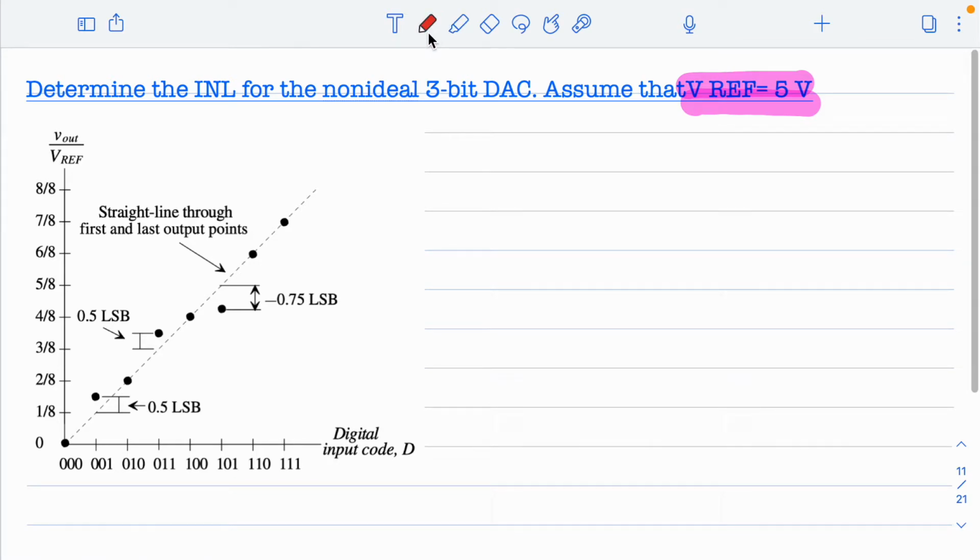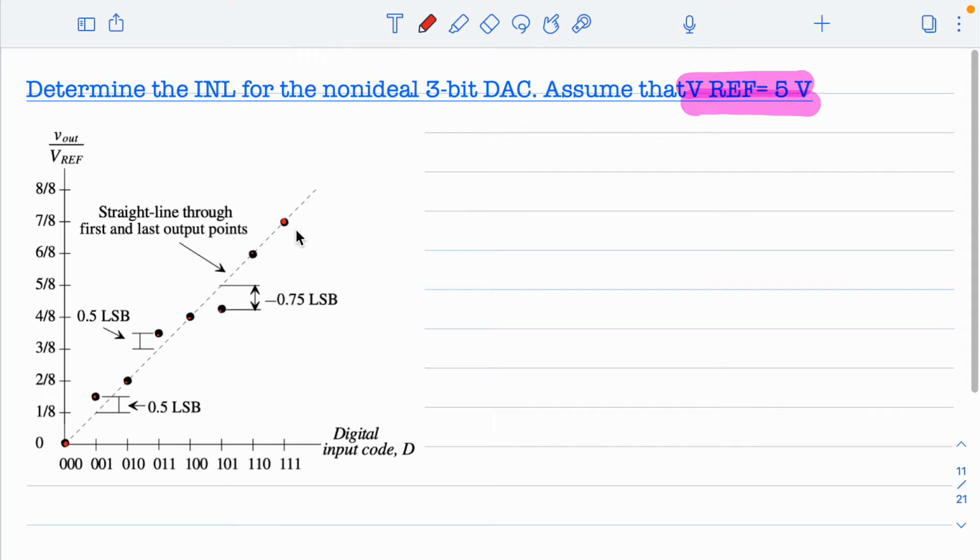Alright, so to start, you can see the different output points: 0, 1, 2, 3, 4, 5, 6, and 7. Alright, so all the points are there. The first step is to draw a straight line through the first and last output point. This is the first point, this is the last point. Connecting these two, draw a straight line. That is the first step we need to do if a transfer curve is given, right? So if there is a transfer curve available for a particular DAC, we can connect the first and last output points and draw a straight line.